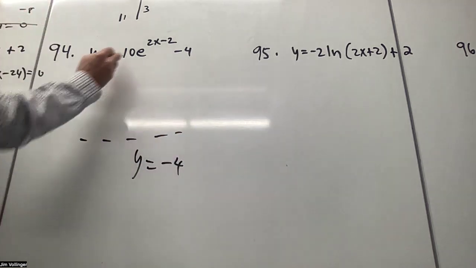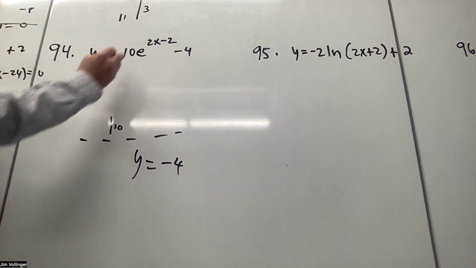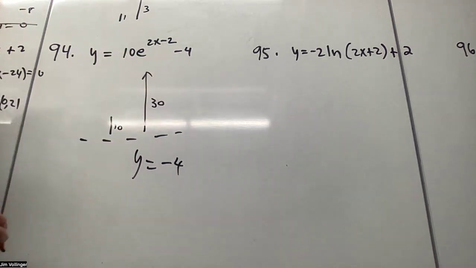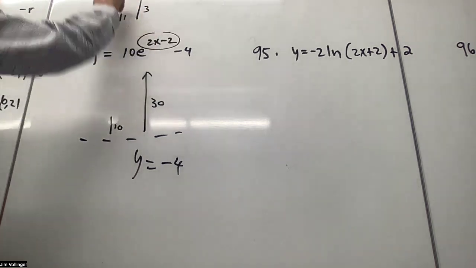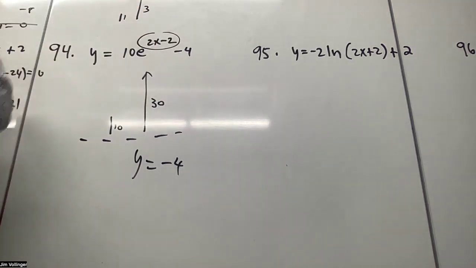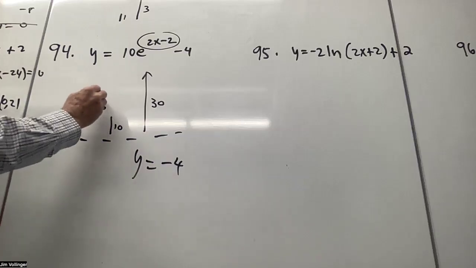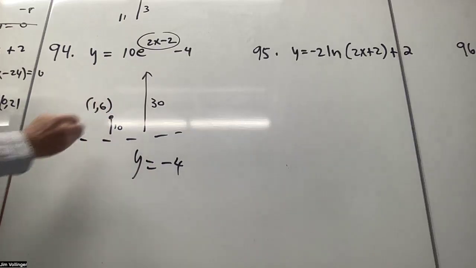I'm going to go up 10. I'm going to make this go up 10, then I'm going to make it go up 30 by picking the correct exponents. This, I want to be that. So I can see that that happens at 1. 10 minus 4 is 6. So this goes through (1, 6).